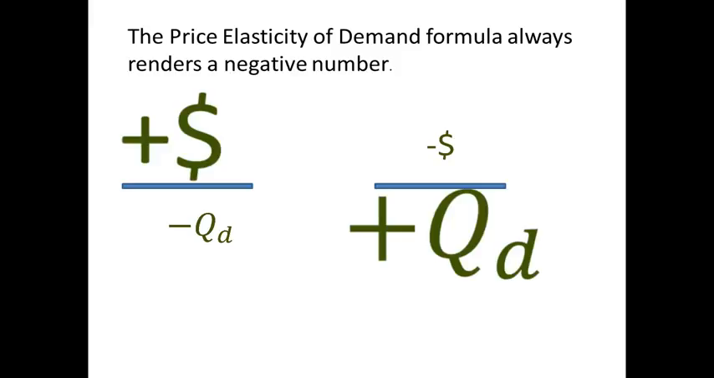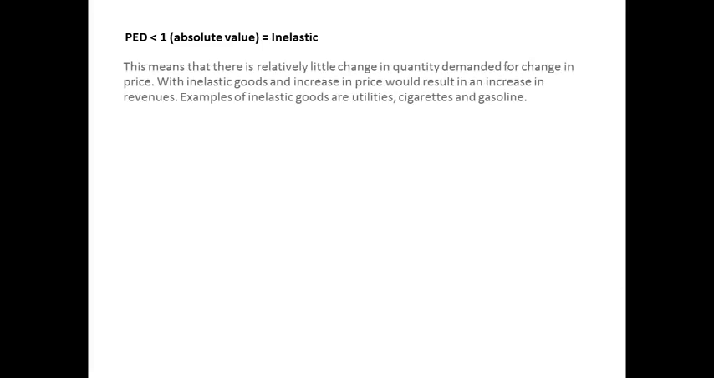When the PED is less than 1 in absolute value, it's considered inelastic. This means that there's relatively little change in quantity demanded for the change in price. With inelastic goods, an increase in price would result in an increase in revenues. Examples of inelastic goods are utilities, cigarettes, gasoline. They're things that we need to use at certain rates no matter the price.